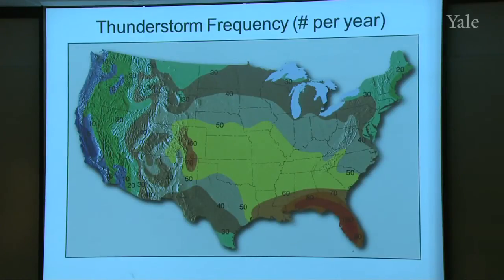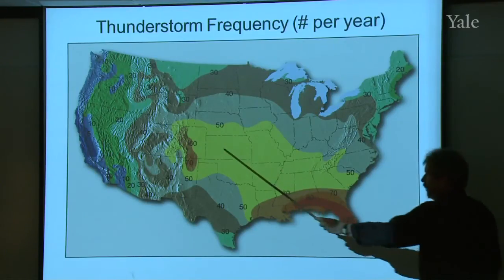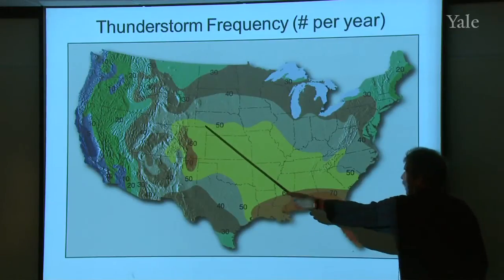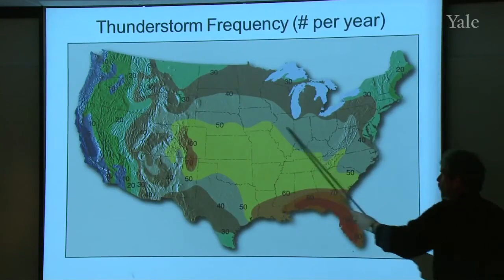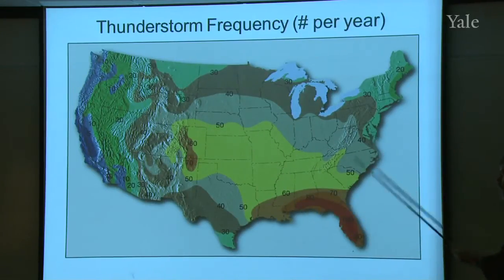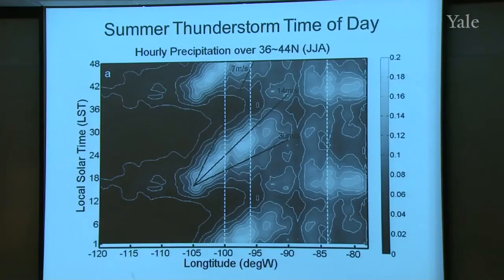Now, I don't often in this course talk about the research that goes on here at Yale or in my group, but I wanted to show you one thing. I had a PhD student who finished a couple years ago who tried to understand the timing of thunderstorms from west to east across a region generally like this. And so she looked at a lot of rainfall data from the summer months and came up with a diagram like this. Now, I'm going to explain this.